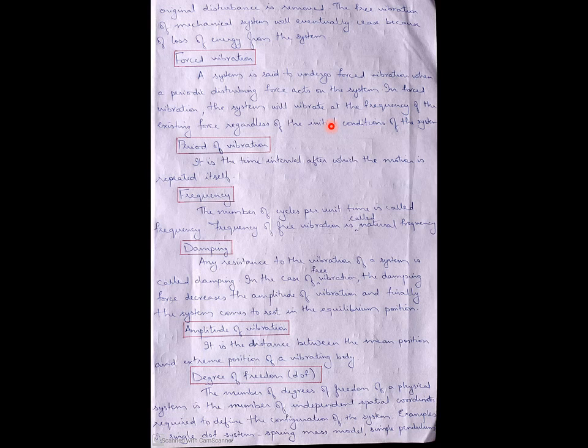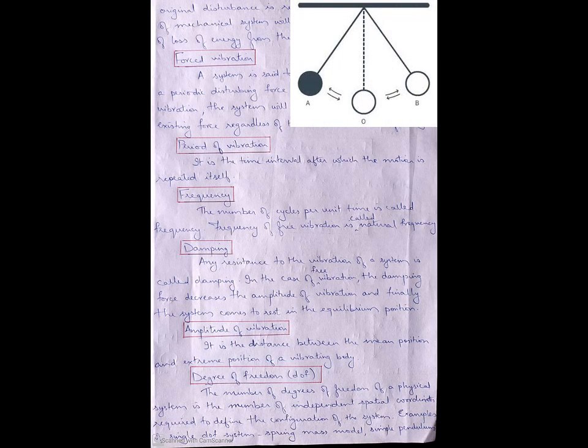Now next is period of vibration. All these terms you have studied already. What is the period of vibration? It is the time interval after which the motion repeats itself. Or in other words, it is the time required for one complete oscillation. If you assume this simple pendulum, let it start from point A, then it goes to O, and then it goes to B, and after that from B to O, and from O to A.